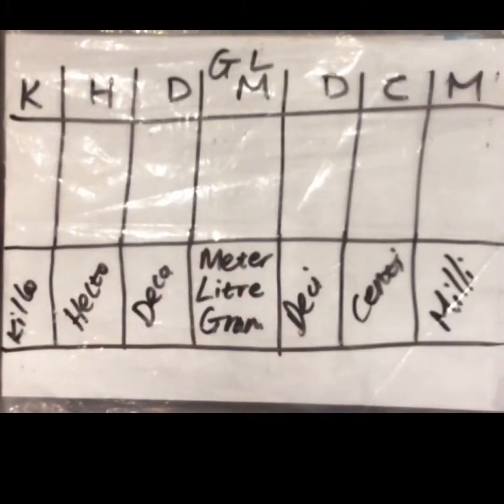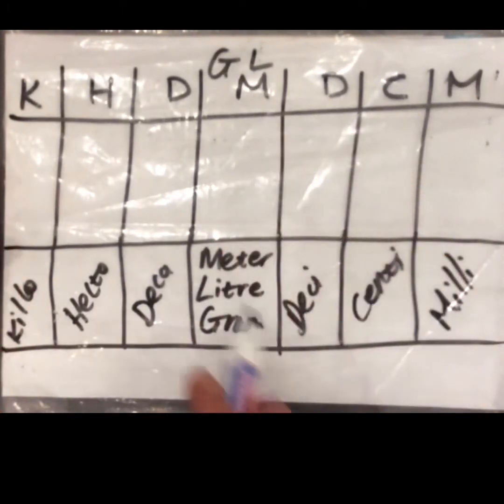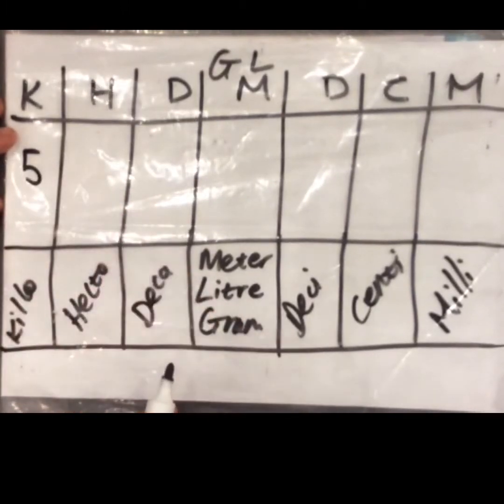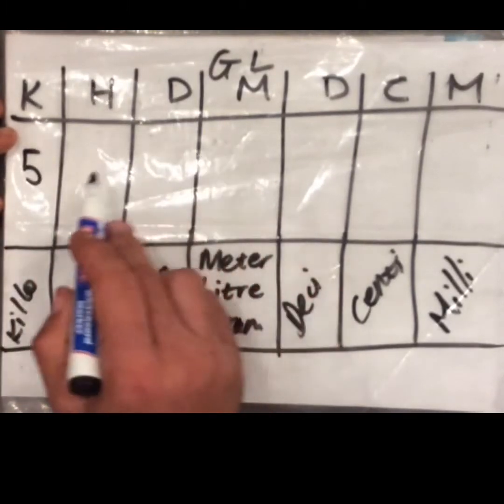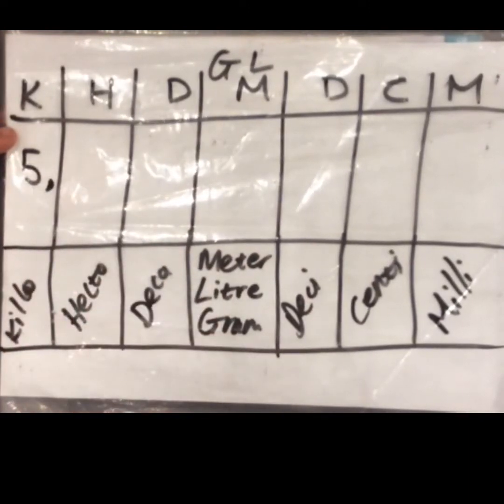Alright, so this is the basic table we would use to convert from certain measurements down or up. And we look at kilo. Alright, let's start with kilo. Let's say we have 5 kilo. Kilo is represented by 1000.